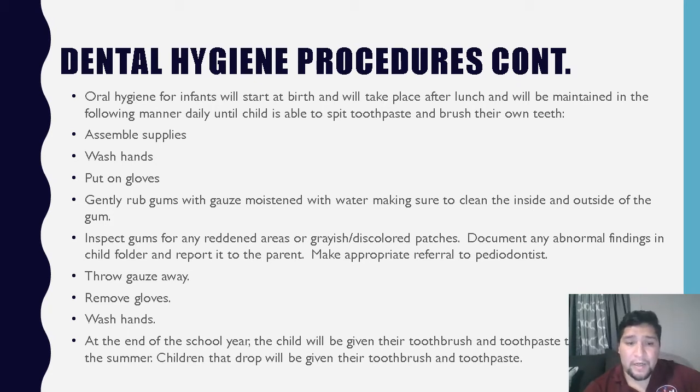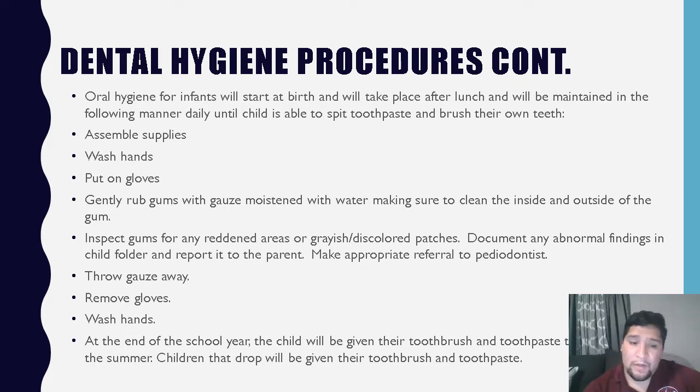After that, you're going to gently rub the gums of the child with a gauze, moistening with water, making sure to clean the inside and outside of the gums. Also, we're going to make sure to take this time to inspect for any redness, any grayish color, any discolored patches. If we find any abnormalities, we need to make sure to document it in the child's folder, and we need to make sure to report it to the parents as soon as possible.